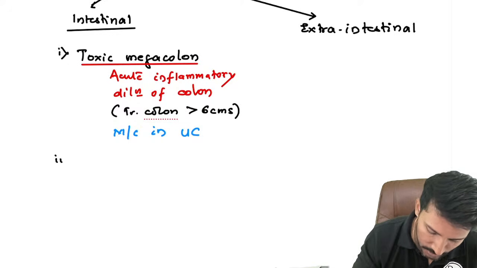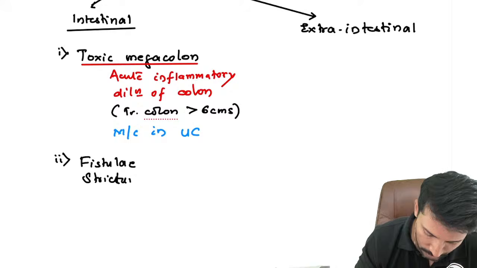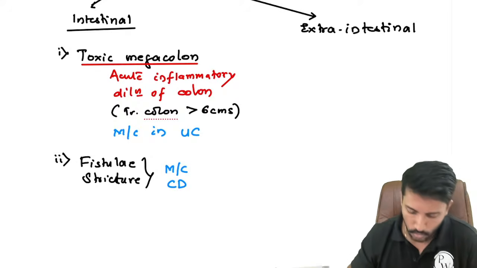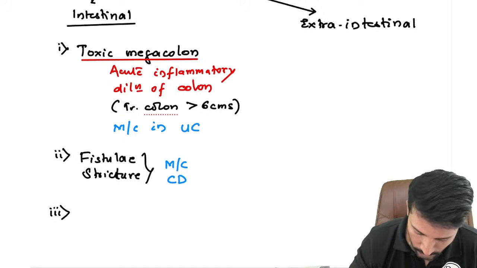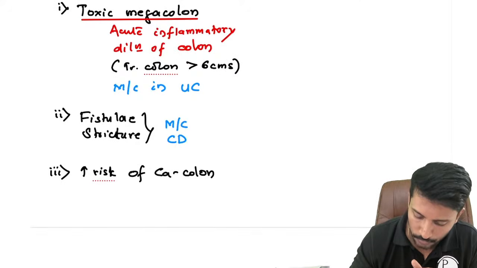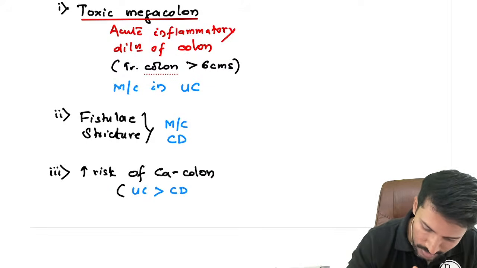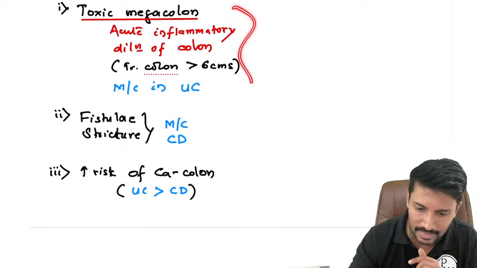Okay. Second thing with respect to the intestines, it can cause fistulae and stricture formation, which is more common with Crohn's disease. Okay. Third thing, there is increased risk of carcinoma of the colon. So IBD is a pre-malignant condition. The risk is more in ulcerative colitis in comparison to Crohn's, but both increase the risk of cancer. These are intestinal complications.